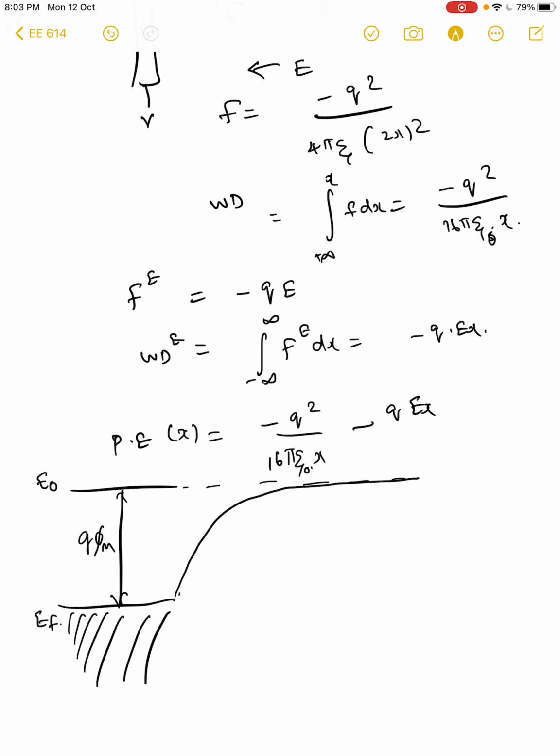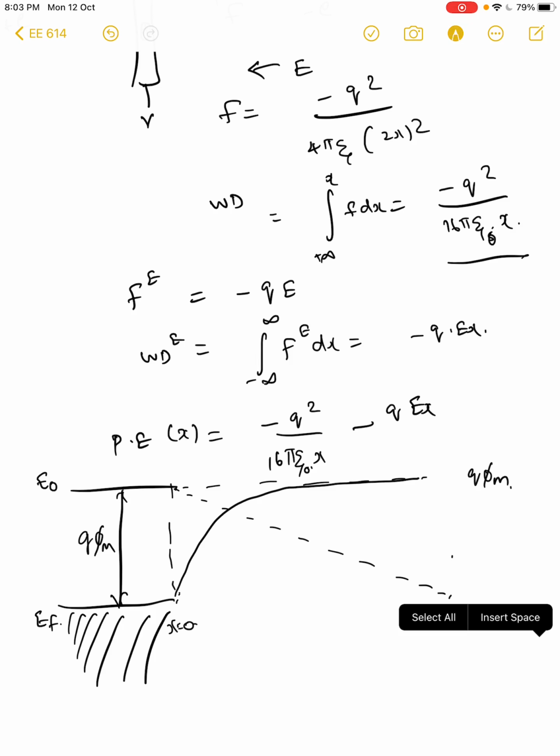So this is your ideal q psi m if you consider the image force charges. But then if you add to this the external field E, so this is at x is equal to 0, right? If I plot the image force charge here, it goes out something like this, and this is minus QE of x, which goes like this, minus QE of x, right?